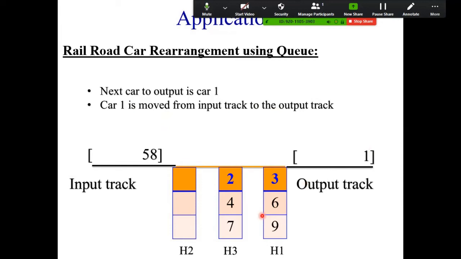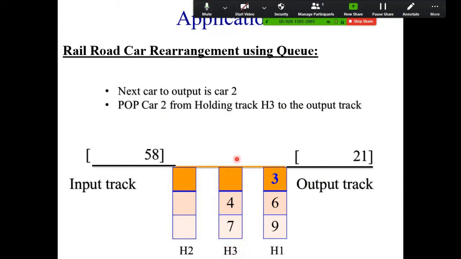So next car to be output is what? 2. Where is my car number 2 sitting? Car number 2 is sitting in H3. So what do I do? I can do a pop operation from this holding track. Pop operation with respect to which queue? That is H3. I did the pop operation from H3 and I'm putting this in the output track next to car number 1.